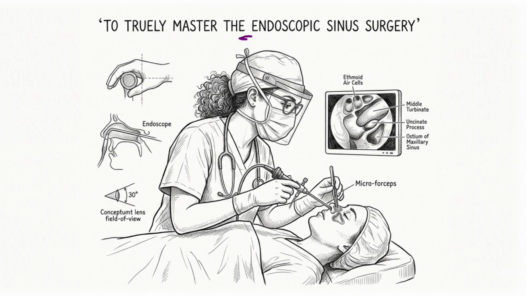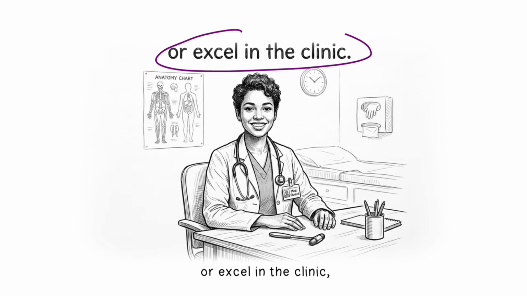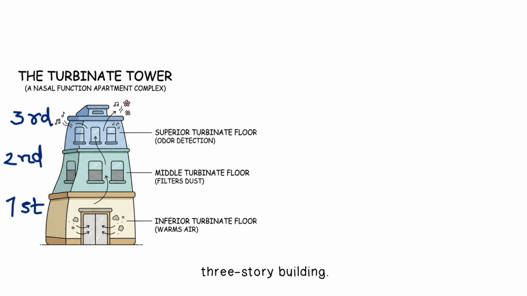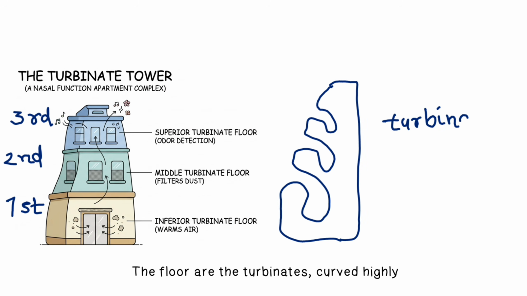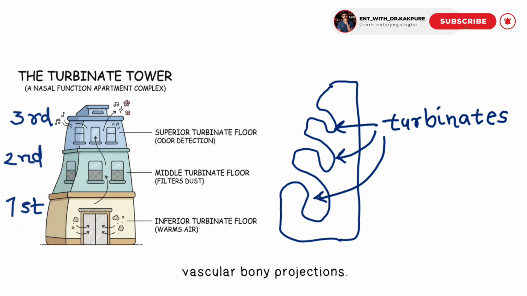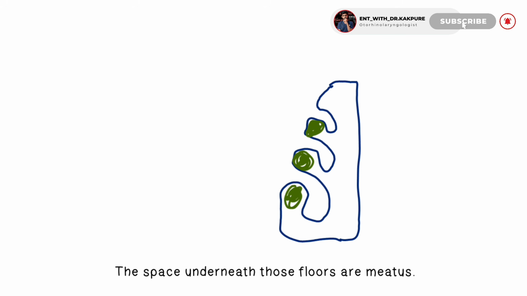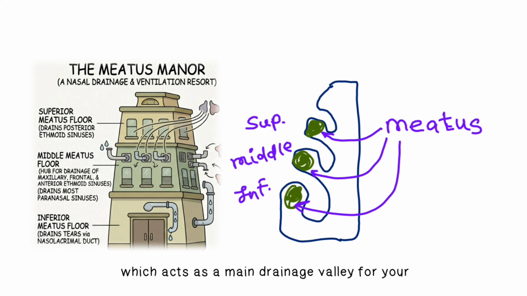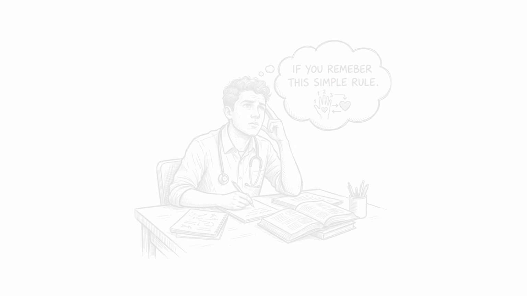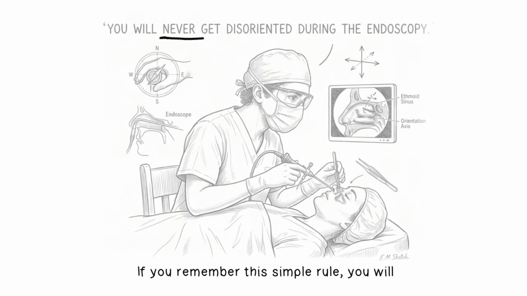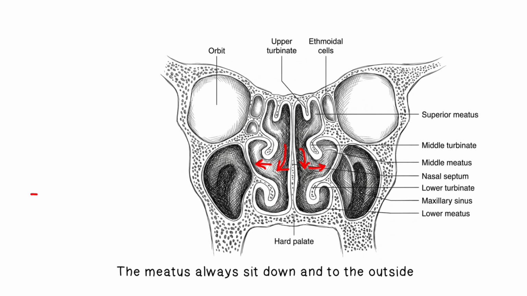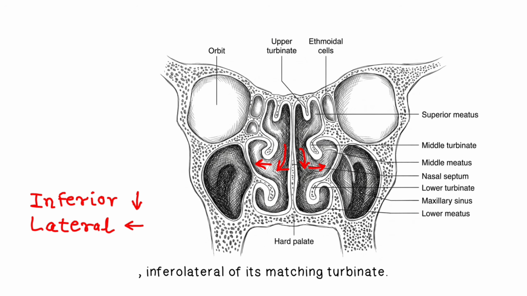To truly master endoscopic sinus surgery or excel in the clinic, you have to look at the lateral wall as a three-story building. The floors are the turbinates, curved, highly vascular bony projections. The spaces underneath those floors are the meatuses, which act as the main drainage valleys for your paranasal sinuses. If you remember this simple rule, you will never get disoriented during endoscopy: the meatus always sits down and to the outside, inferolateral, of its matching turbinate.